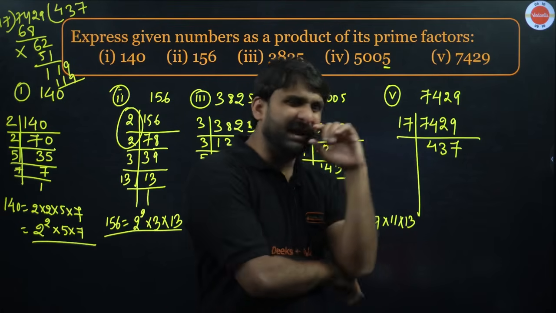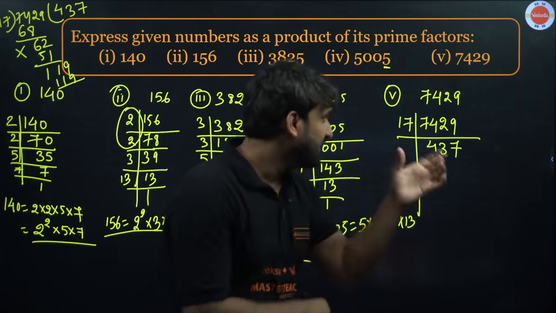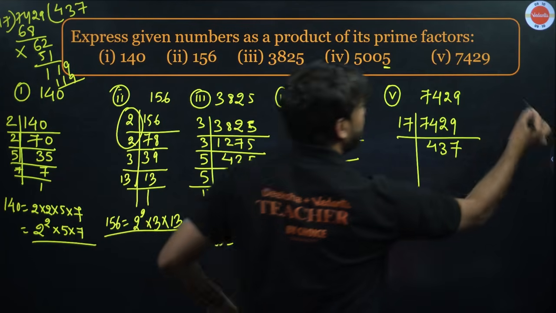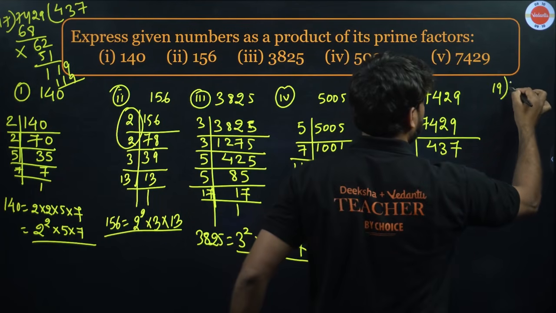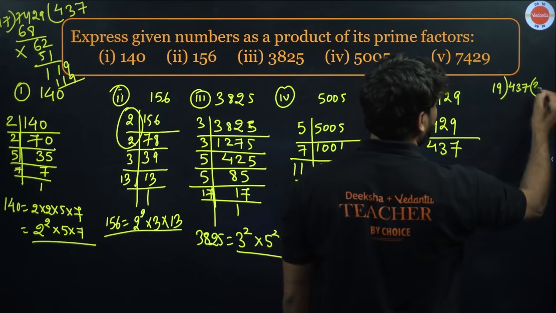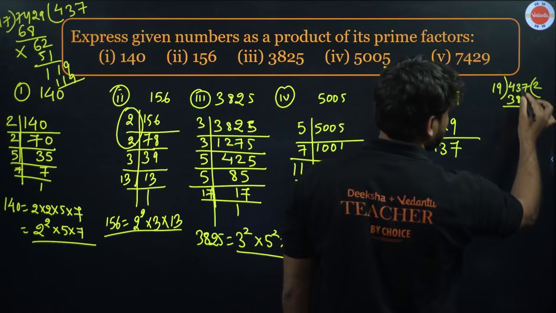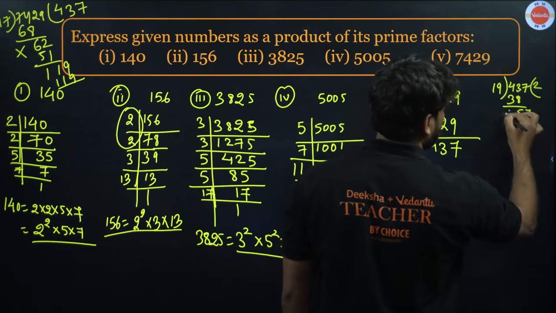So can we check with 19? Because 19 3s are 57, the unit place 7 is appearing. So if we check with 19, let's check by 19. So 19 into 437. 19 2s are 38, and we are getting here 57.